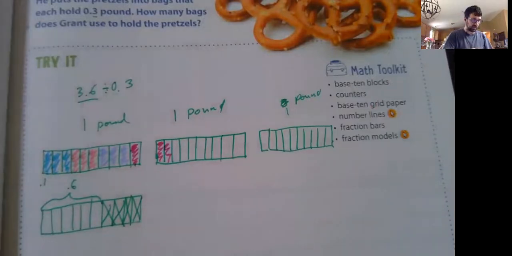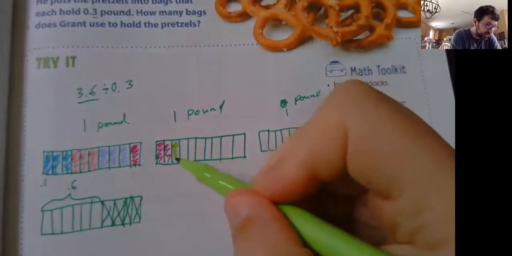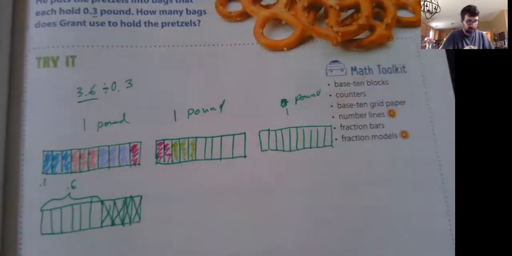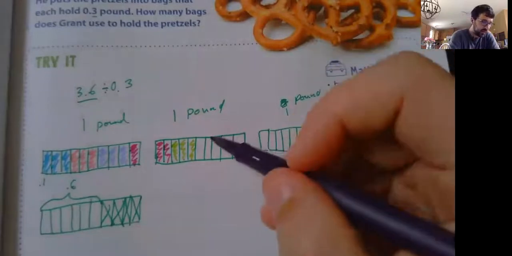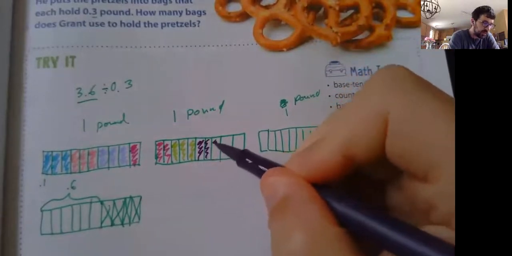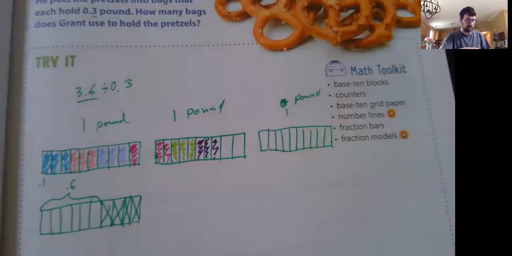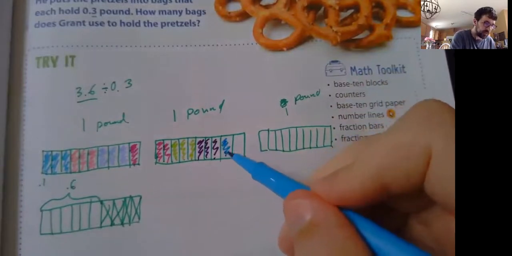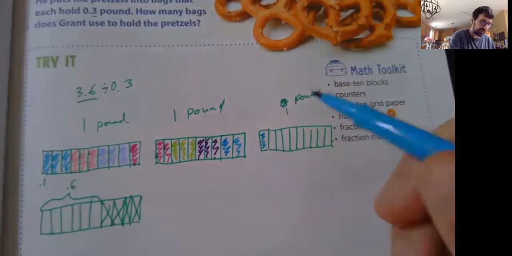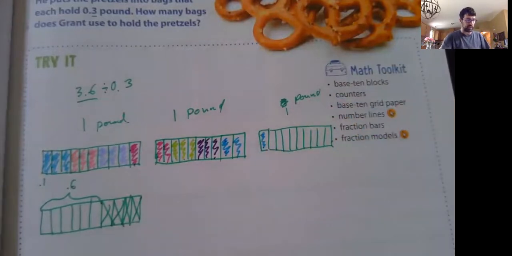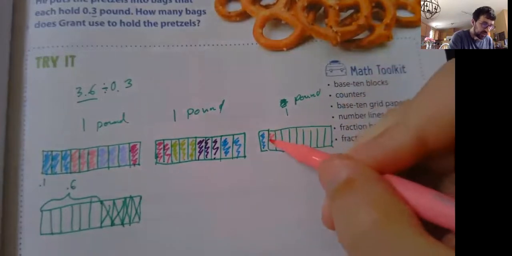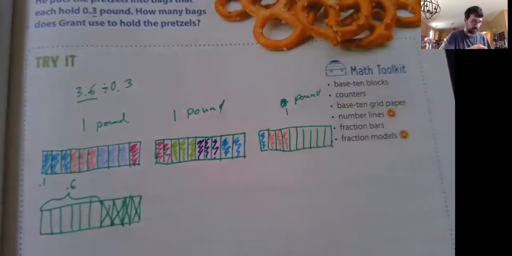Let's see here. I'm going to use this color. Let's use this color too. A bunch of different colors here. 1, 2, 3. Another bag. 1, 2, 3. Another bag. Let's go back to my beginning colors. 1, 2. Oh, same thing as last time. 3. Another bag. Let's do this one. 1, 2, 3. Another bag. Let's go to the next one here.